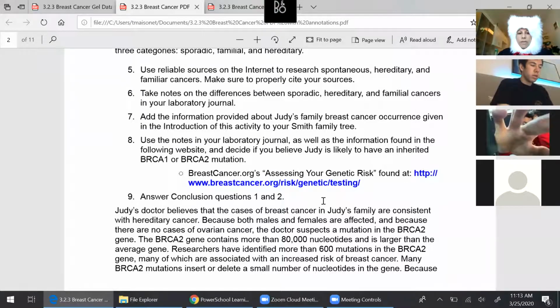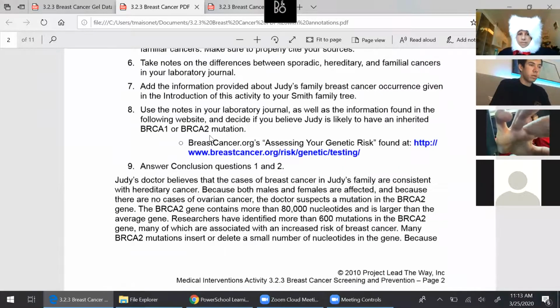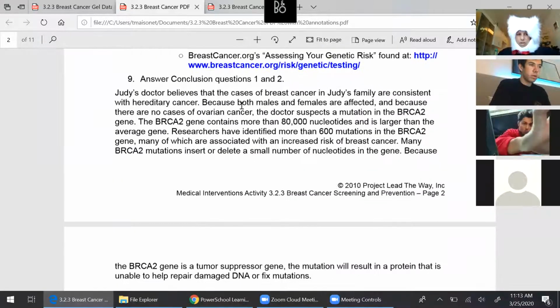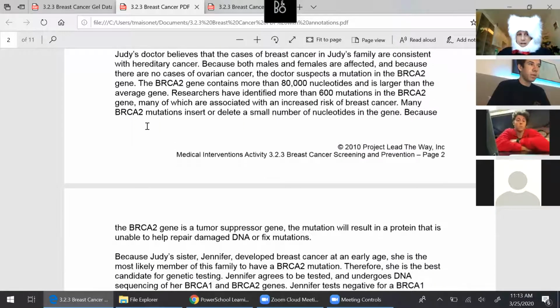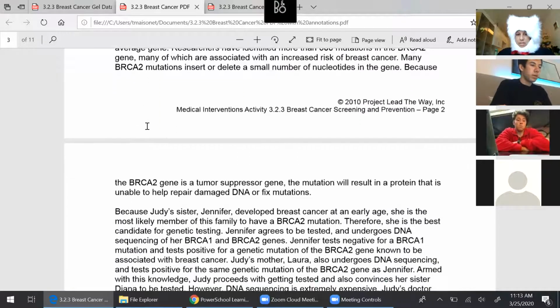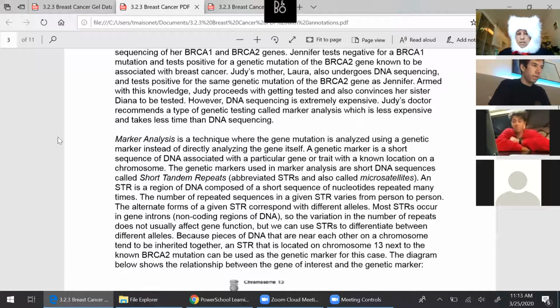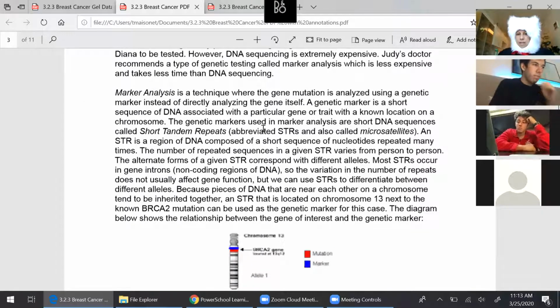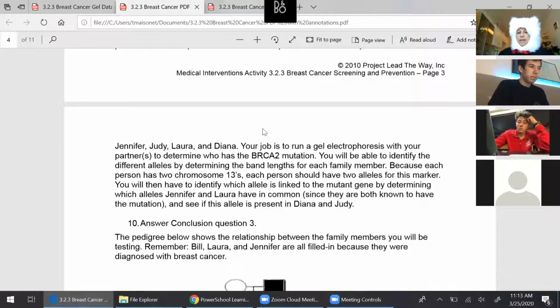So hopefully after number 9, you started to read. You don't have to do any of this stuff up here, but I'm just showing you where it is. After number 9, there's this huge narrative for Judy and her sisters and what's going on and why she's going to be tested. So hopefully you read through this narrative, specifically this section on marker analysis and STRs, and then you're going to start the activity that follows.